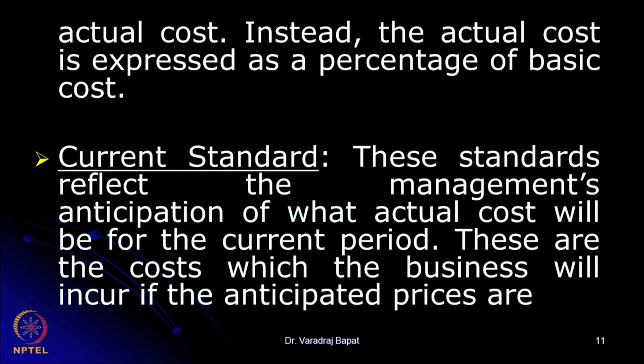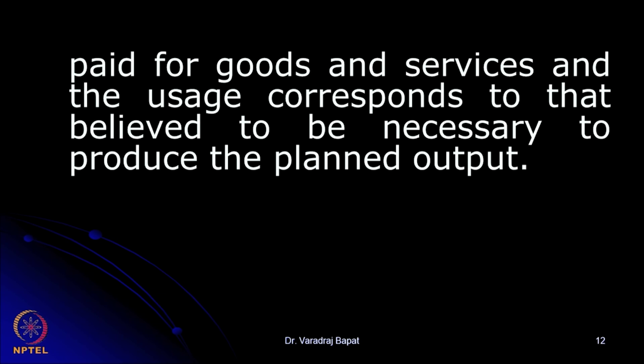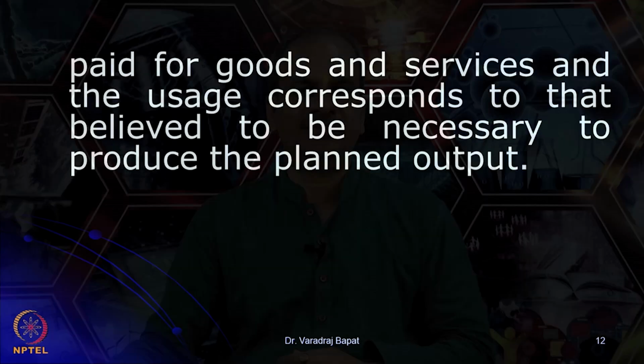Now the next one is known as current standards. These standards reflect the management's anticipation of the actual cost for the current period. In a dynamic scenario, it may not be appropriate to go for basic standards because prices are going to change, markets are going to change, input costs are going to change. Incorporating those aspects, current standards are set, and for the planned output, what is likely to be the cost with efficient operation, that gives us the current standard.